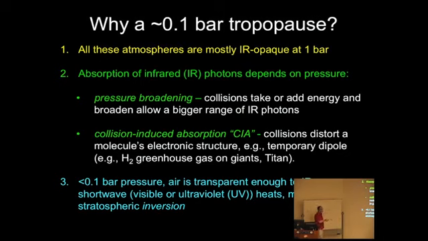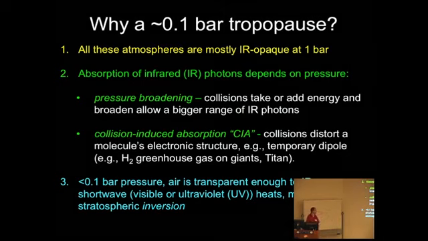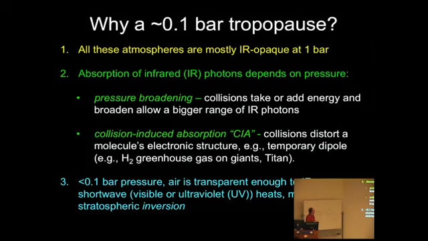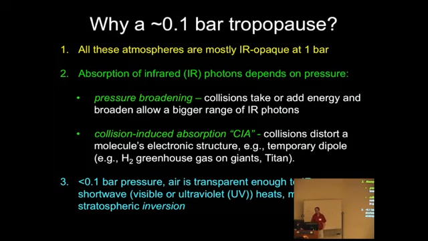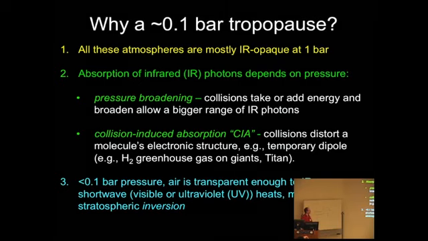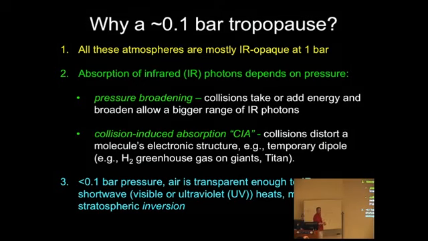And that's why hydrogen is a greenhouse gas on the giants and on Titan. And these have the same kind of pressure dependence, where the optical depth depends on the pressure squared. And so as you go from the optically thick, opaque part up to the optically transparent, they reach a similar kind of pressure where the air is transparent enough to infrared that the short wave, the visible, or the ultraviolet heats and makes a stratospheric inversion.